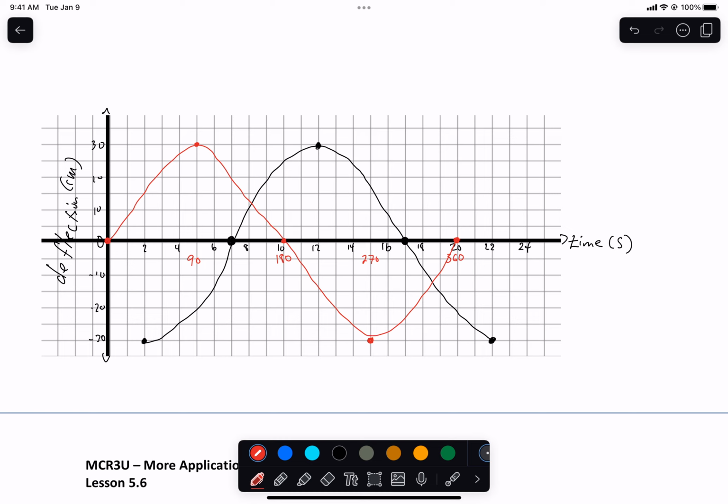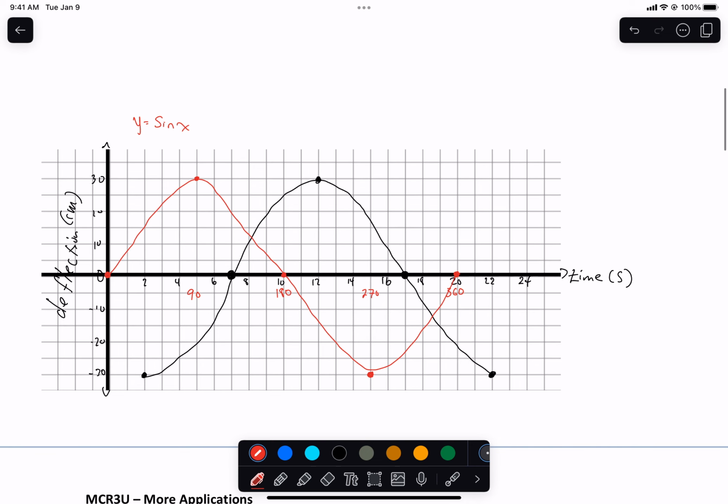Okay, so now what you can ask yourself is, how could I turn the red graph into the black one? The red graph, if I'm looking at this, is just y equals sine x. So how can I turn the red graph into the black one? Well, I could introduce a phase shift or a horizontal translation to the right. How many units? Well, it looks like if I take this point and I shuffle it over to here, I get the black curve.